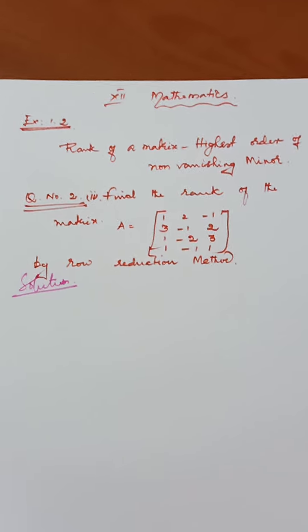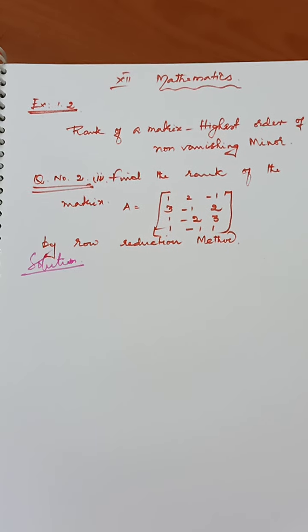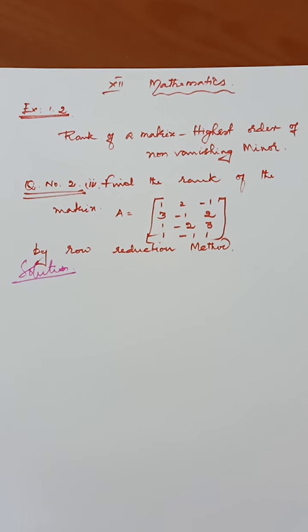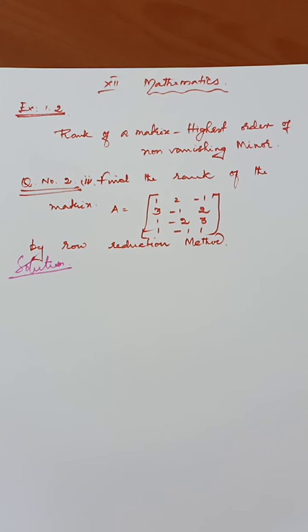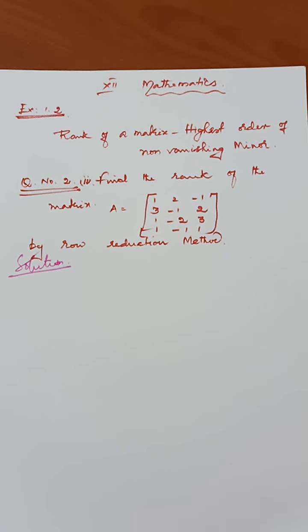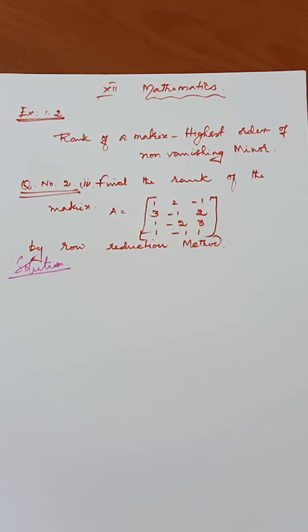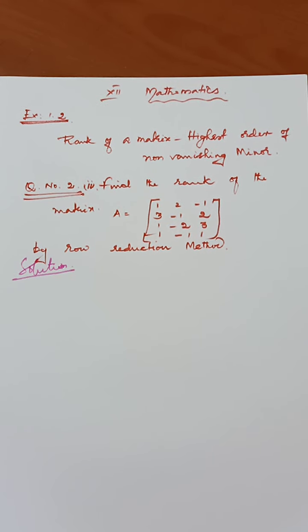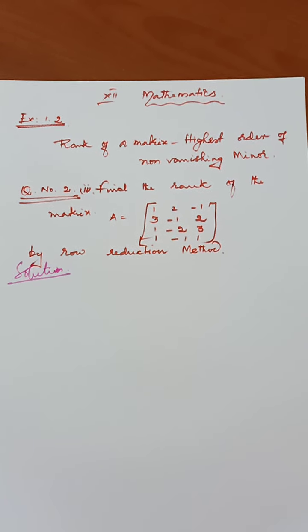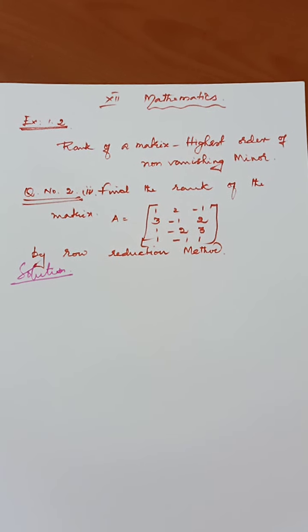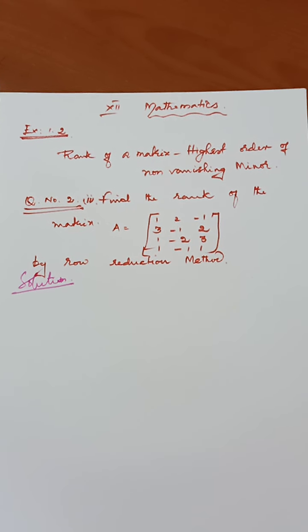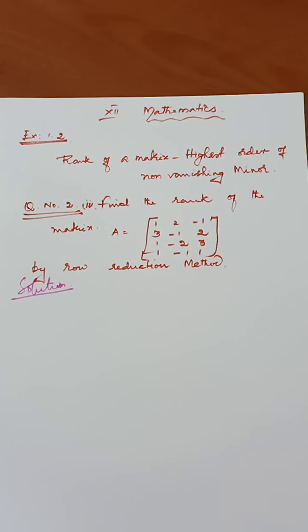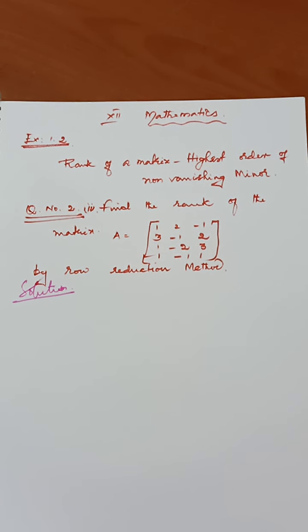Now, question number 2. Find the rank of the matrix when a matrix is given. You have to find it by the row reduction method. Suppose your question says only, find the rank of the matrix; you can select any one method to complete the question. But if it is particularly mentioned row reduction method, you have to follow the row reduction method. Or if it is the minor method, you have to follow the minor method. So it is clear. Now we will start with the row reduction method.